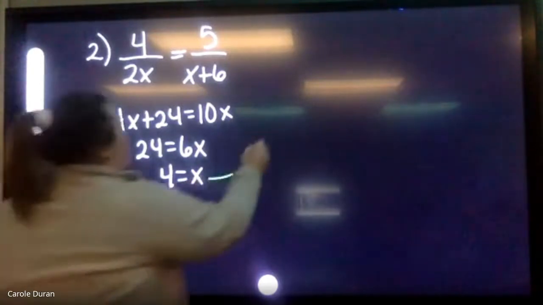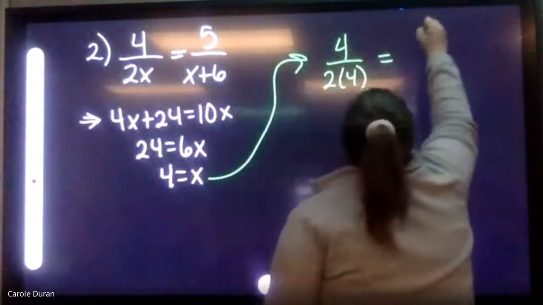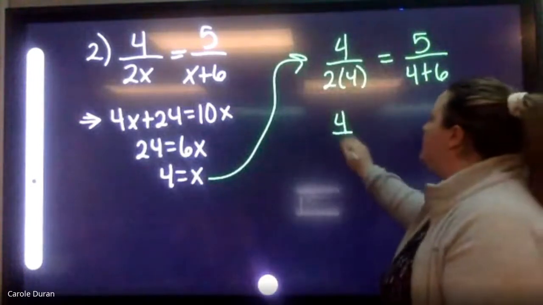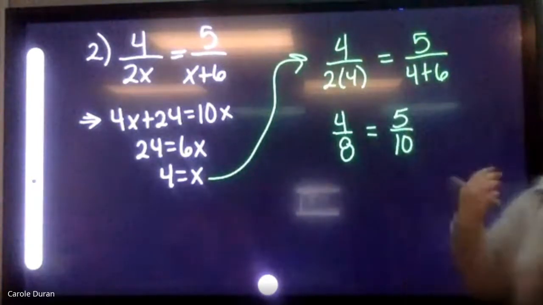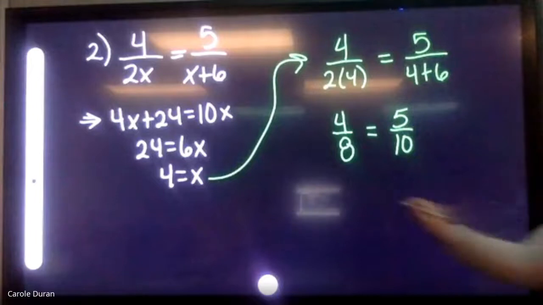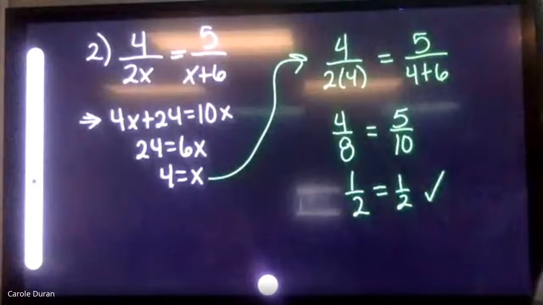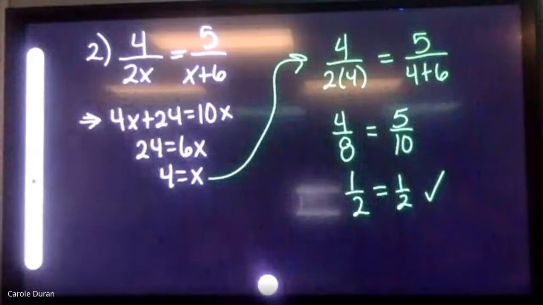So when I take 4 and I plug it back in, I get 4 over 2 times 4 equals 5 over 4 plus 6. This side gives me 4 over 8. This side gives me 5 over 10. Looking at them like this, they are not equal, but when I reduce them, they each reduce into 1/2. So 4 did work, which means it's not an extraneous solution and is a solution to our equation. In all of your homework, you will get at least one number that works. So you shouldn't get any where none of the answers work.